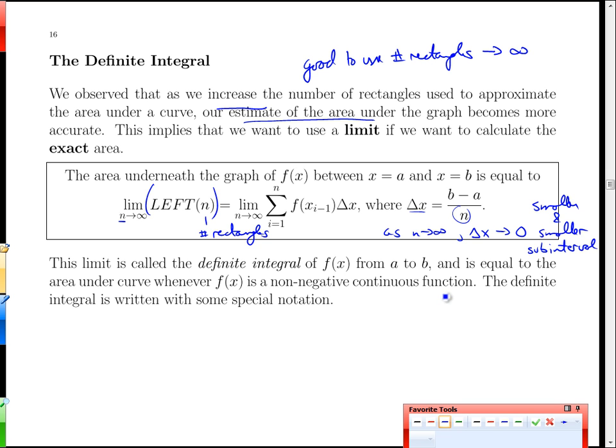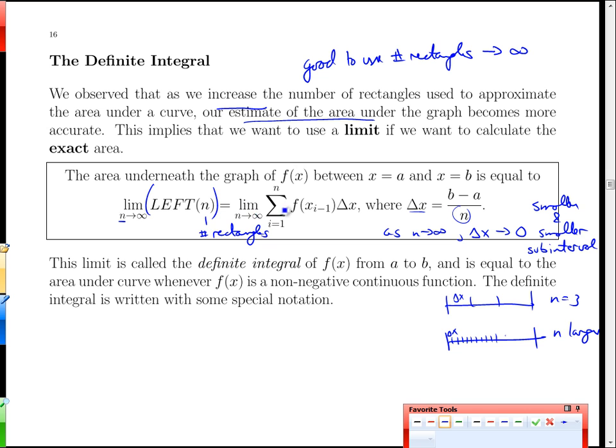So we can use a few rectangles and have big delta x's, or we can use lots and lots of rectangles. You get the idea of very tiny intervals, and there's a trade-off between the number of intervals and the interval size.